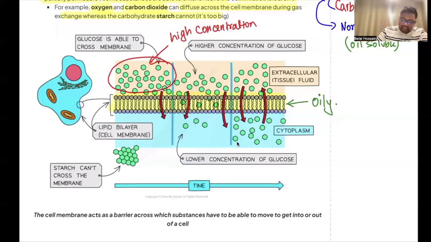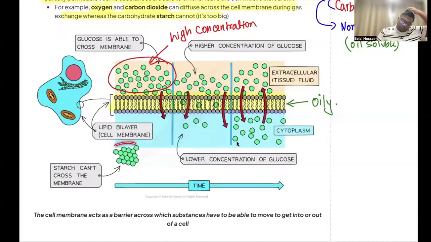Over time, as time passes, this glucose will diffuse into the cell down the concentration gradient. This diffusion is taking place, but the glucose is a water soluble substance, so it should happen very slowly. Understand the point? It should happen very slowly. If there were some kind of protein to create a channel, it would diffuse inside the cell much faster.